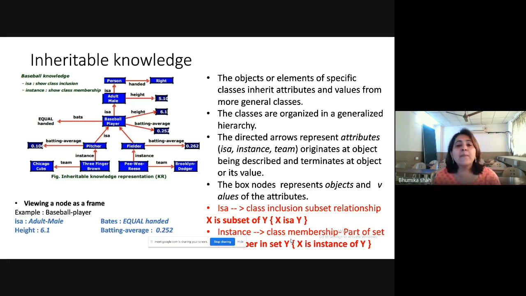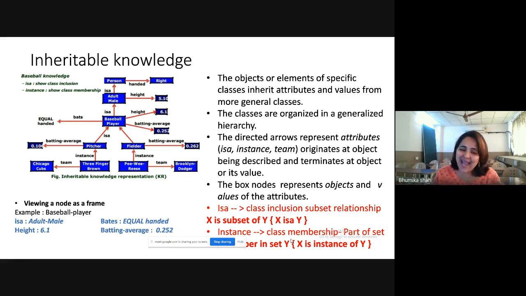What will be your answer? Yes. So we can say D is a member of the set A, B, C. So this is called class membership. Similarly, the class picture, the set picture, has so many players, and Three Finger Brown is one of the members of the class picture. Are you getting what I'm trying to say? So what does instance mean? Being a member of a set.